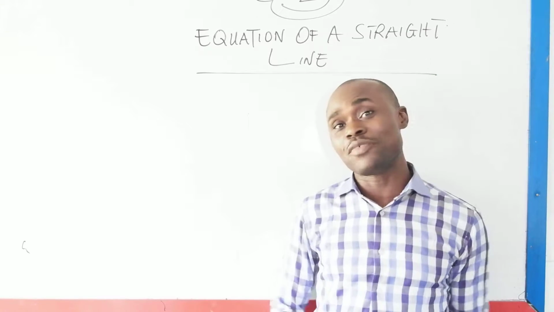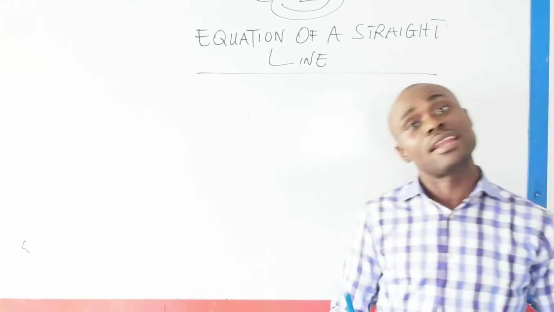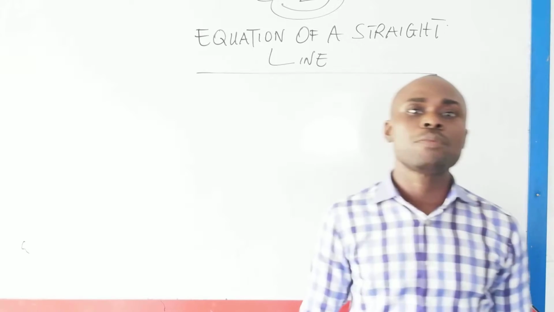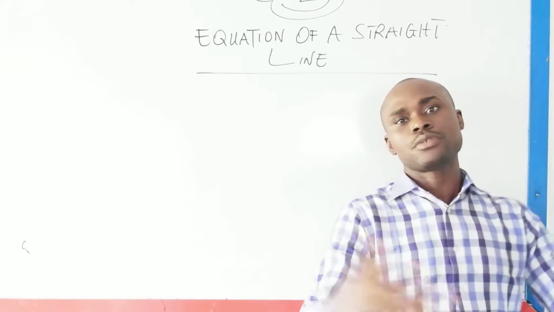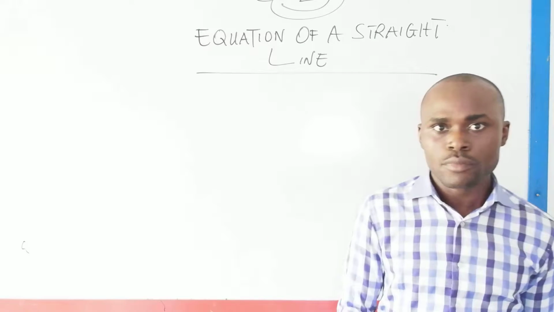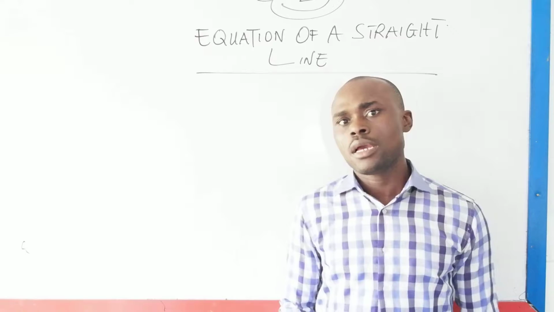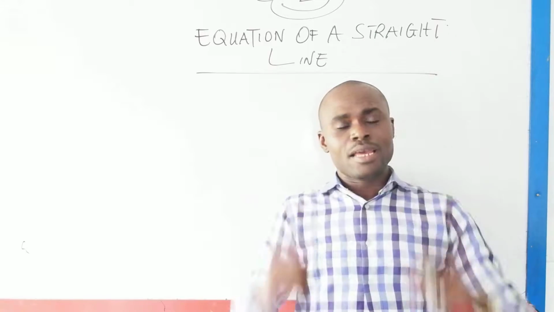I want to discuss something very interesting. We want to discuss something in analytical geometry, where we represent lines, equations, shapes, objects, and everything with the use of equations. This is quite interesting. Like today, we want to talk about the equation of a straight line. Equation of a straight line.